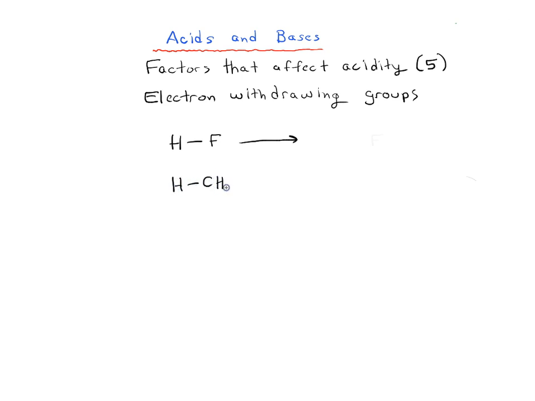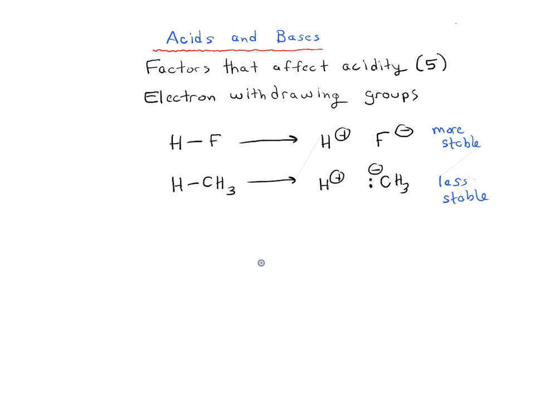So way back, I think we talked about the acidity of HF versus CH4, and we said that if we were to dissociate a proton from this and give F minus and H plus, and CH3 minus with a lone pair, we said that fluoride ion is much more stable than CH3 minus. This is very unstable here, CH3 minus.